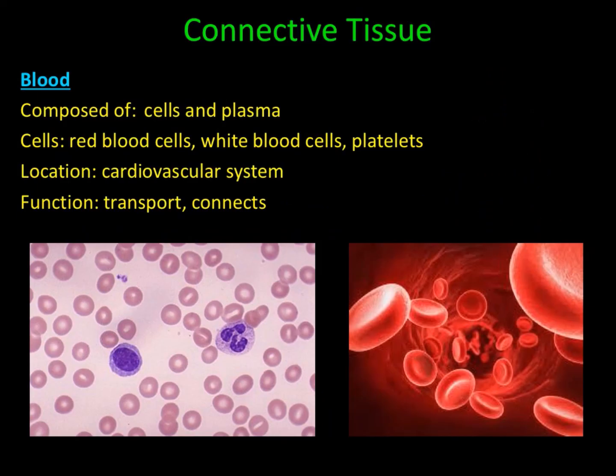And finally, the last type of connective tissue is the only type of connective tissue that is a fluid found within the body, and this is blood. Blood is composed of two parts, a solid part, or the cells, and a liquid part called the plasma. The different types of cells found within blood are the red blood cells, the white blood cells, and platelets. Blood is part of the cardiovascular system, and its primary function is to transport nutrients or waste products and to connect other systems to one another. Again, blood will be discussed in more detail in future lectures.